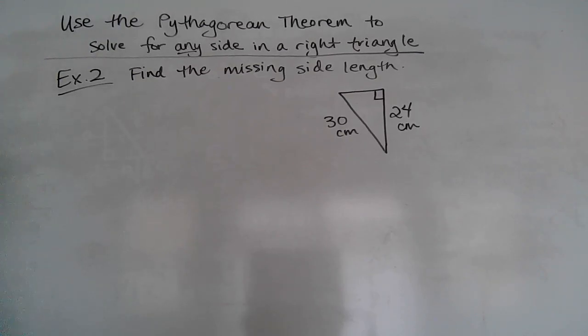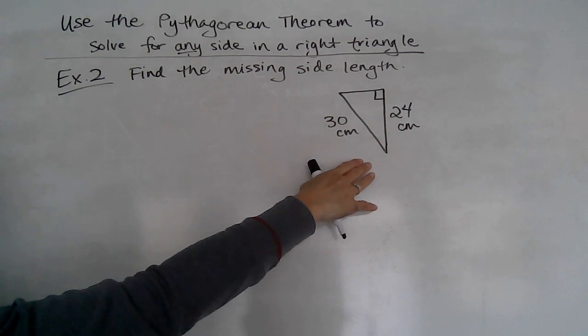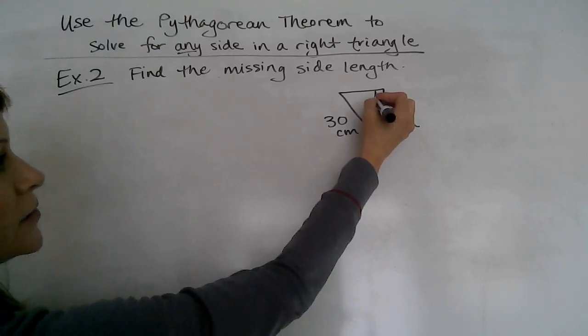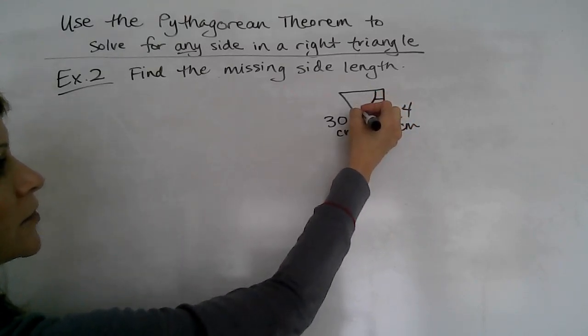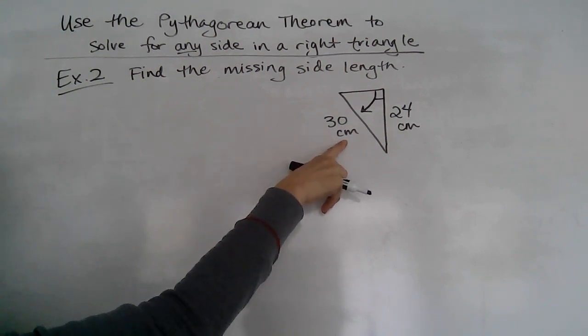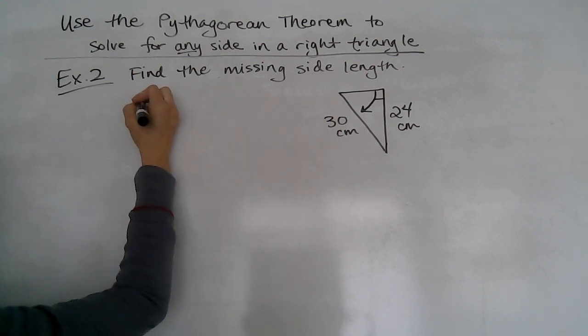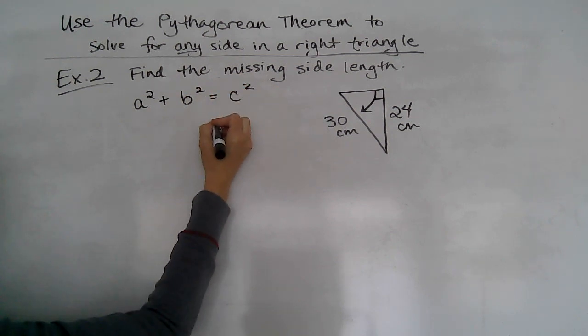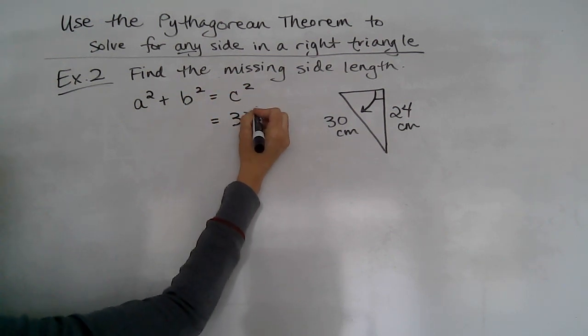All right, let's see what happens when we have a triangle where C is not the missing side length. We still have a right triangle. We have a missing side. That's your big hint that you can use the Pythagorean theorem to help you find that missing side. So we need to identify which side is C, and you can use that corner of your right angle to point to C. So we now know that 30 is our C. So if we have our formula a squared plus b squared equals c squared, we are going to put 30 in for C.